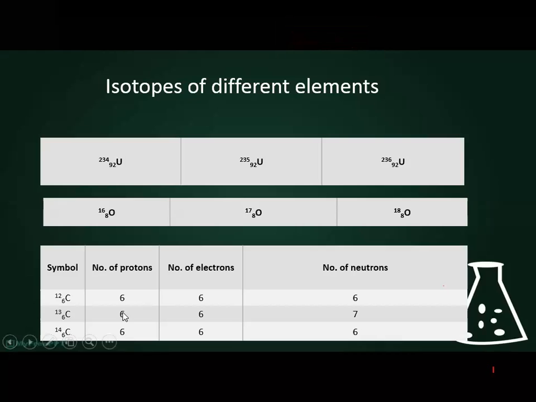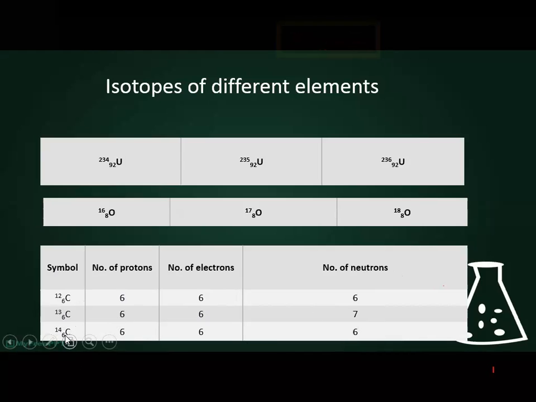Now the carbon atom, it also has 3 different types of isotopes: carbon 12, carbon 13, and carbon 14. In carbon 12, the number of protons is 6, electrons 6, neutrons 6. In carbon 13, the number of protons is 6, electrons 6, neutrons 7. The number of neutrons is changed.